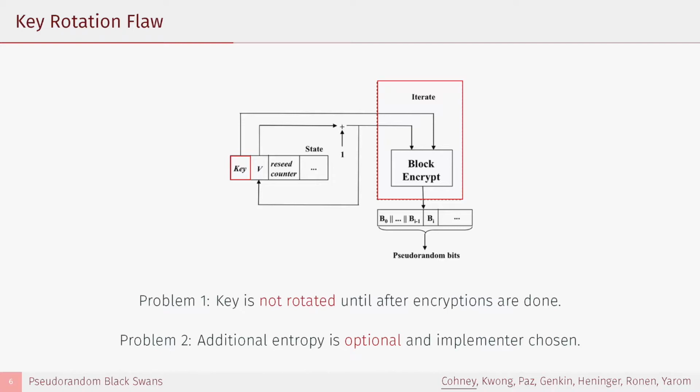The standard allows the implementer to choose whether or not to include additional entropy, and further does not specify how much additional entropy is wise to include, allowing an implementer to ignore it altogether.